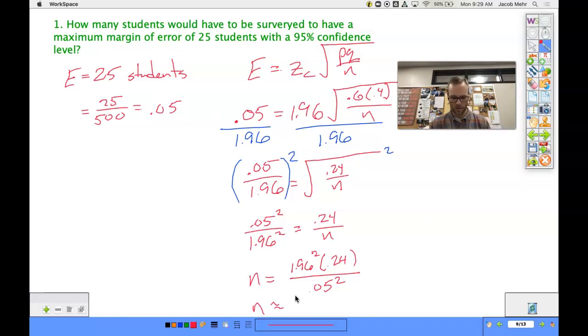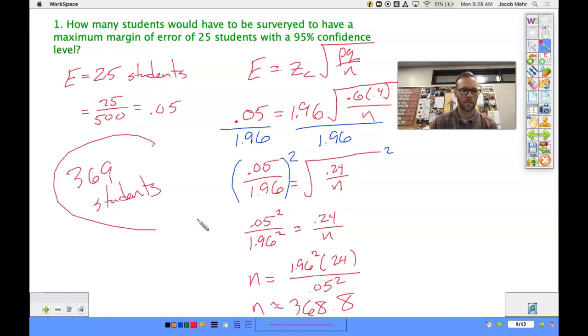1.96 squared times 0.24 divided by 0.05 squared equals 368.8. Now, can I survey 0.8 of a student? No. So how many students do I have to survey to get my 95% confidence interval to be within 25 students? 369 students. That's how many I need.